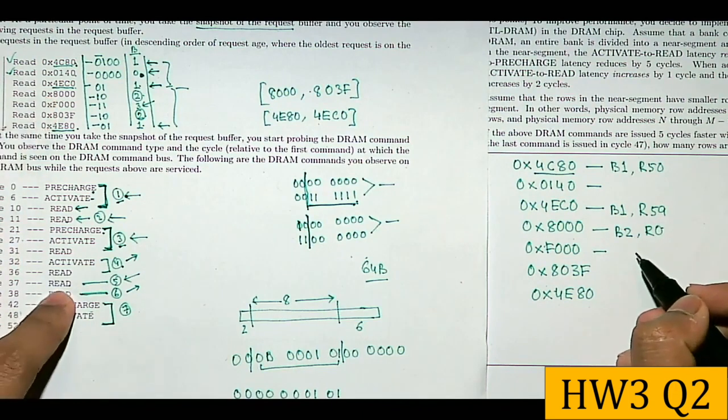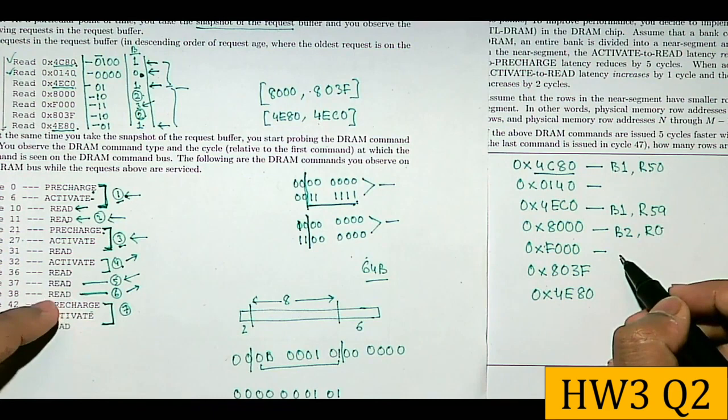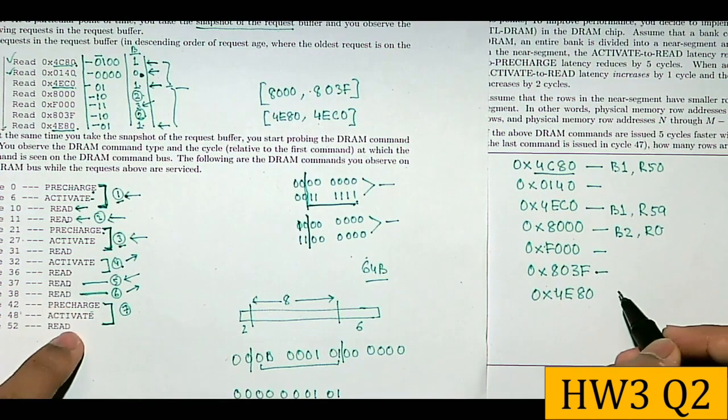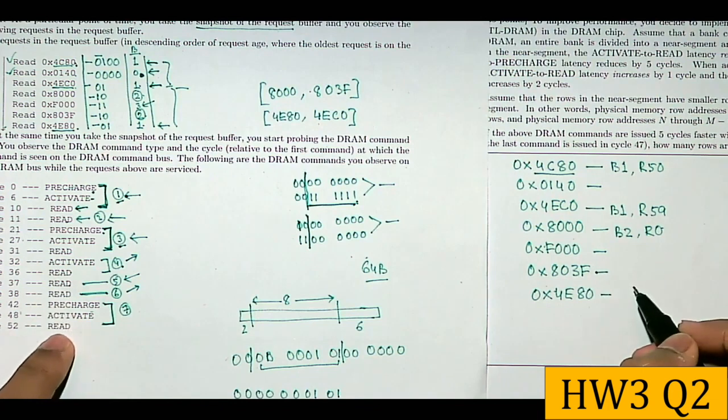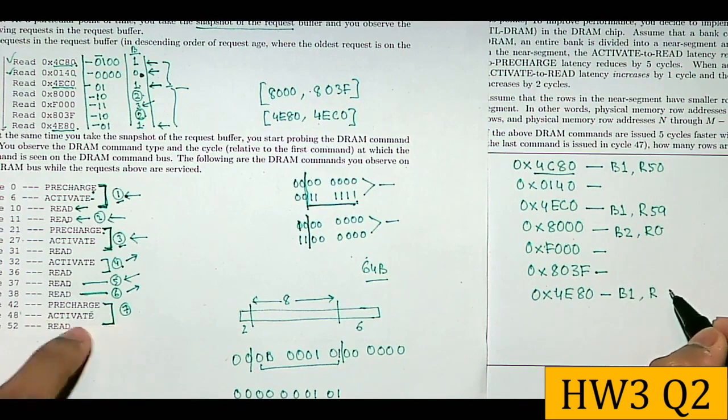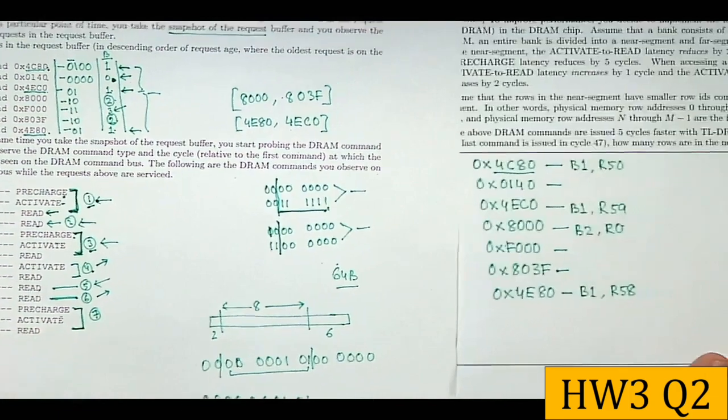This one is again a hit, so we are not considering it for now. This one is again a hit. We are not considering it for now. This is another one which has an activate, so let's see. This is bank 1. This is row 58. Okay?